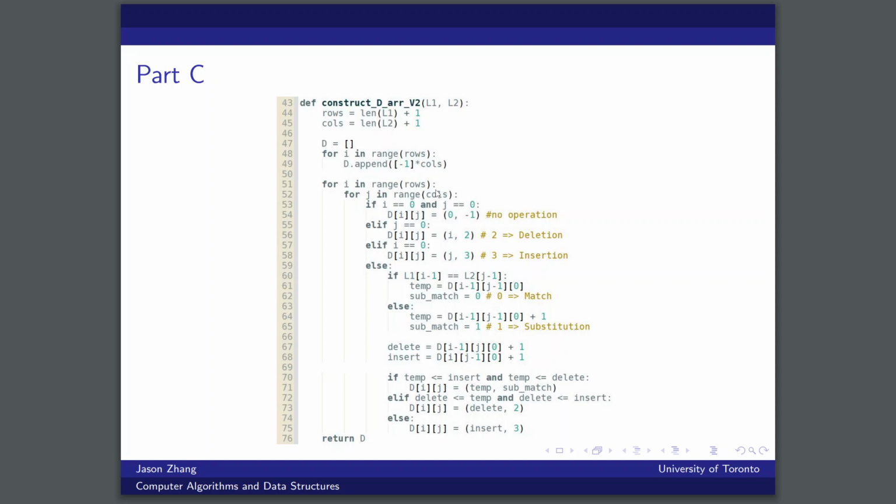It's pretty much the same as the first part. The difference is that instead of setting values of integers, we're setting tuples. So in this case, when i is equal to 0 and j is equal to 0, that's our base case. So there's no operation associated with that, so I just put -1. I use 0 to represent a match, 1 to represent substitution, 2 to represent deletion, and 3 to represent insertion. Other than that, this function is pretty much exactly the same.